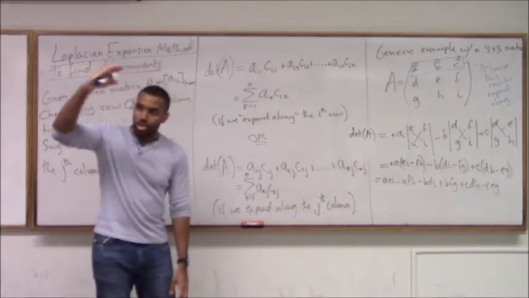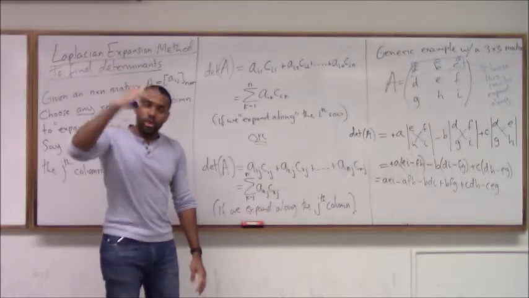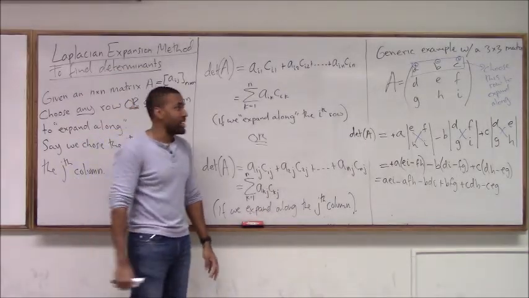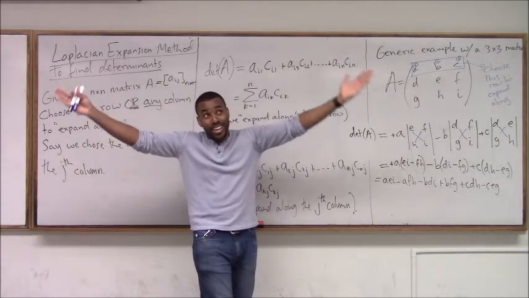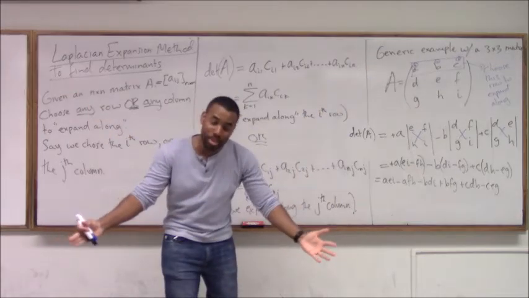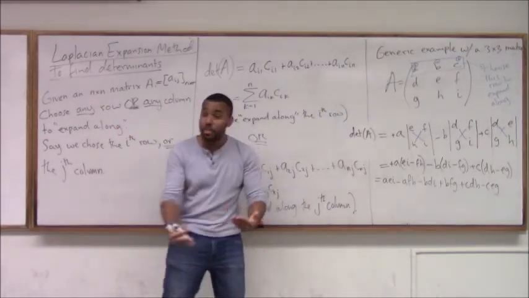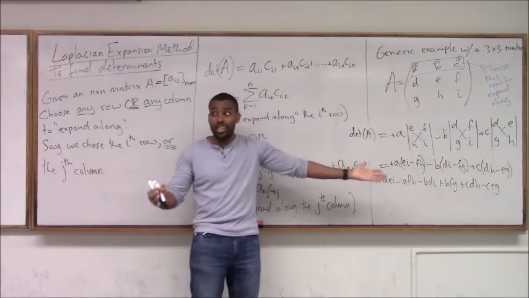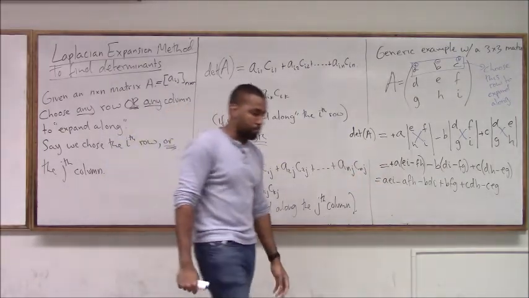And so it's going to be a very iterative process to break things down, right? So if you start with a 10x10, you have to break it down to a bunch of 9x9s, break down to a bunch of 8x8s, and you keep going until you get to 2x2s, and then you can finally say the answer.